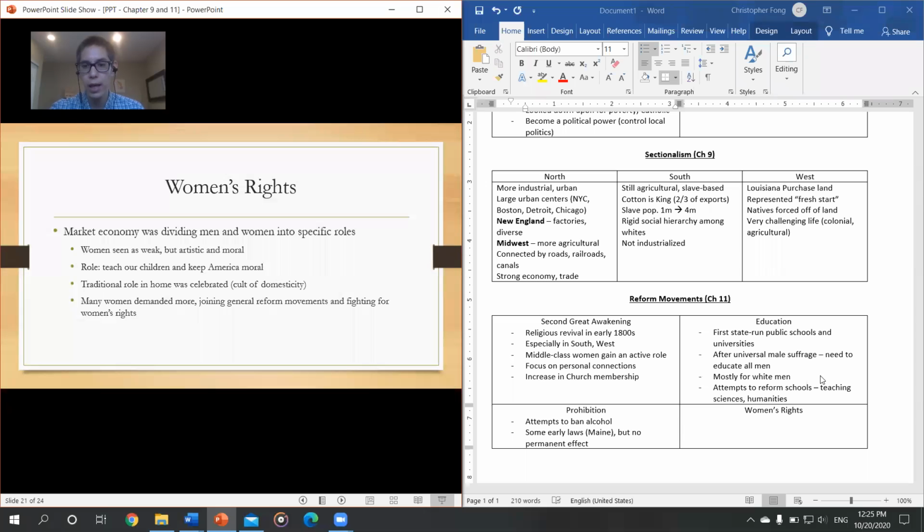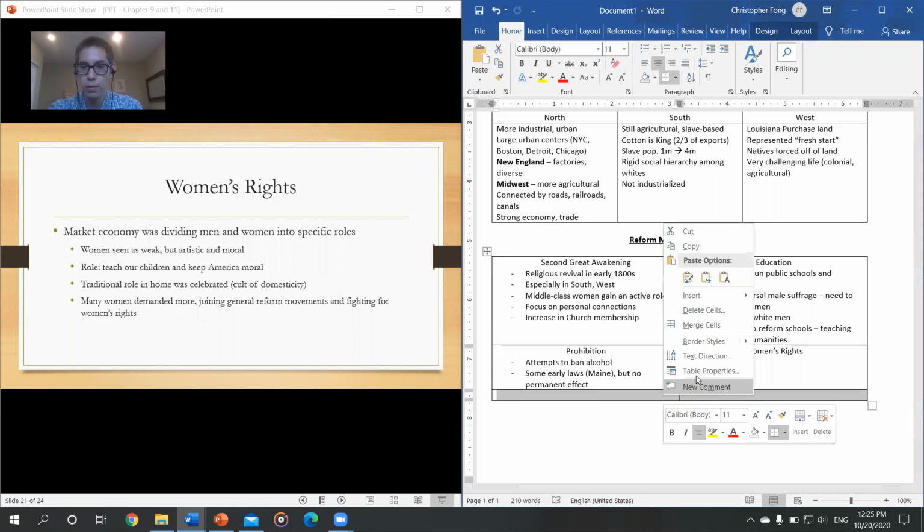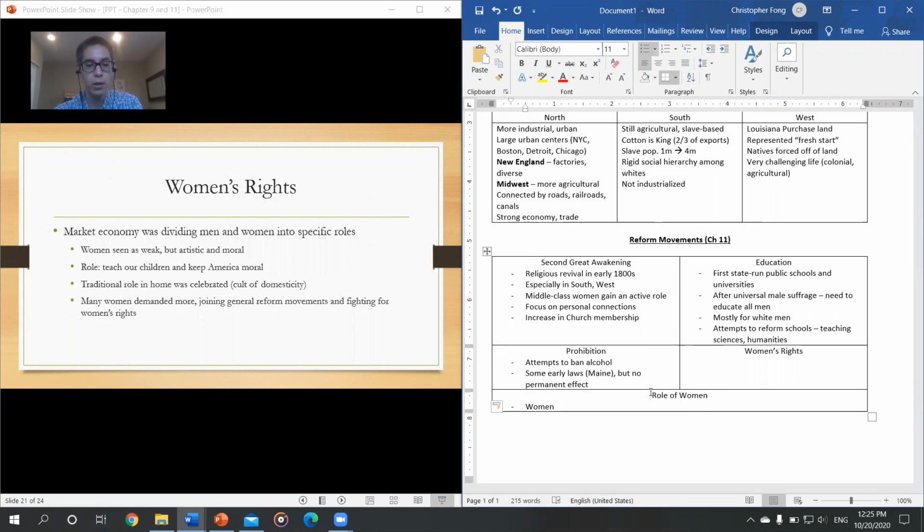And so I'm going to add another row that talks about the role of women here. So I'm going to say here that women were most active in reform movements. And that is because they were inspired by the Second Great Awakening and because they were seen as morally superior. So it's kind of their realm, if you will.